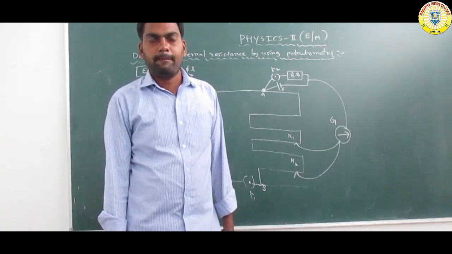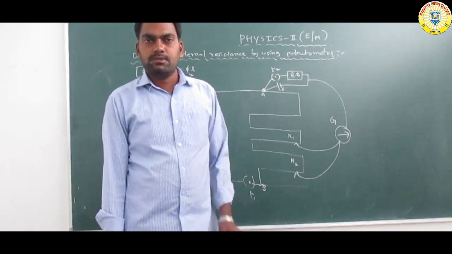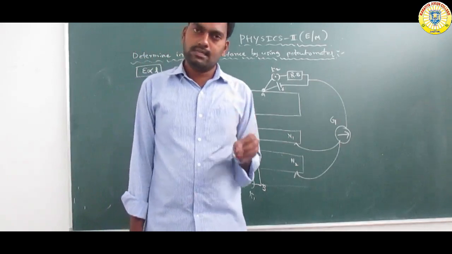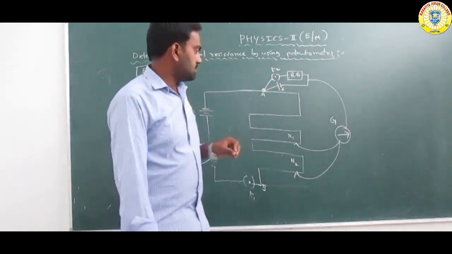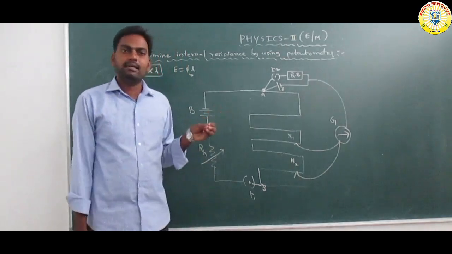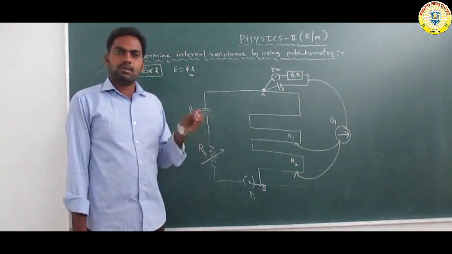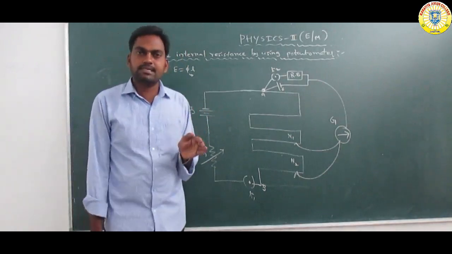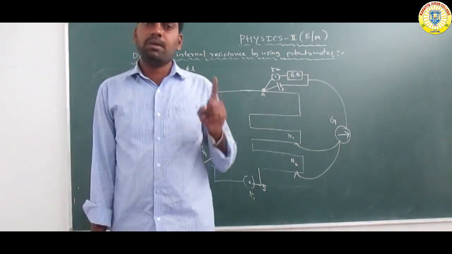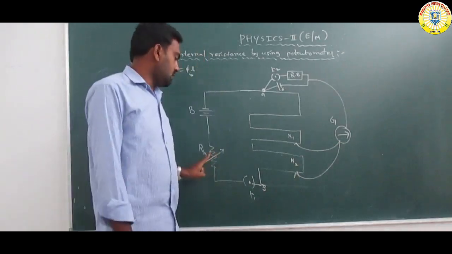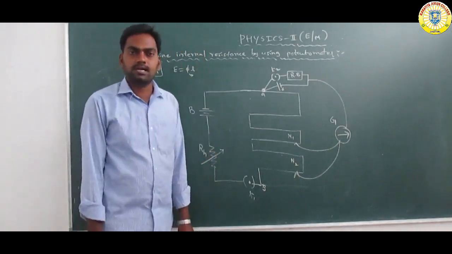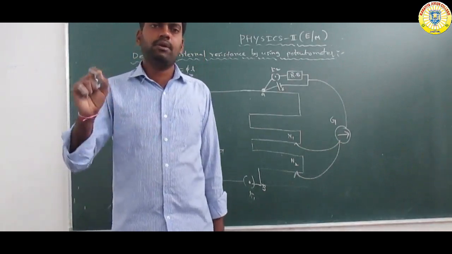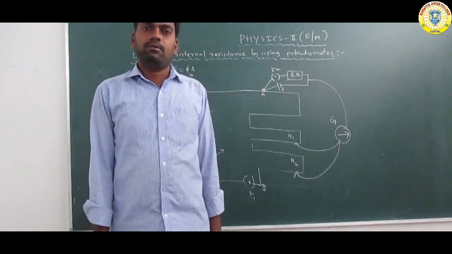Now, first of all, the fundamental arrangement of the circuit. The battery is on, so some current is passing through the circuit. The steady current is flowing through the circuit by using the rheostat adjustment. That means a steady current is flowing through the potentiometer wire.